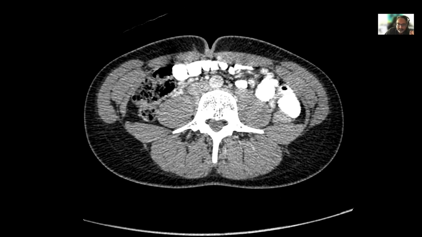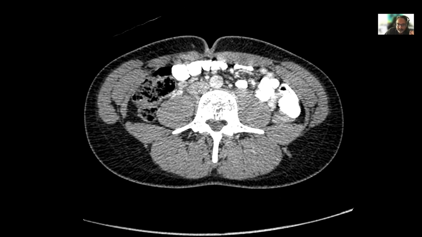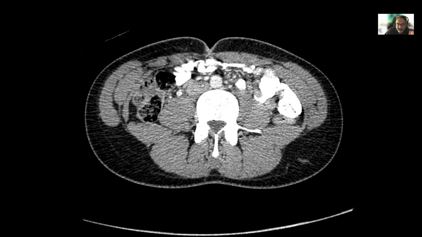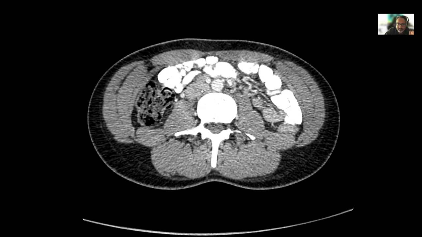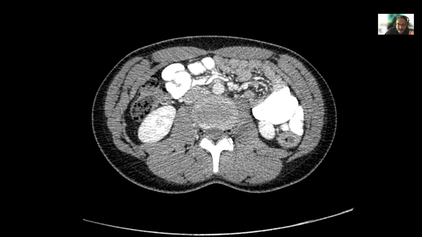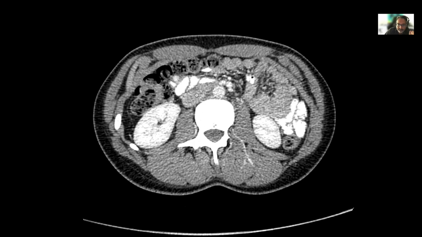So now, at this level, the common iliac veins have joined, and that's the inferior vena cava, and that's the abdominal aorta. So let's follow the IVC. We keep following the IVC up. Two major veins that will drain in the IVC in the abdomen are the renal veins. So let's find the renal veins.